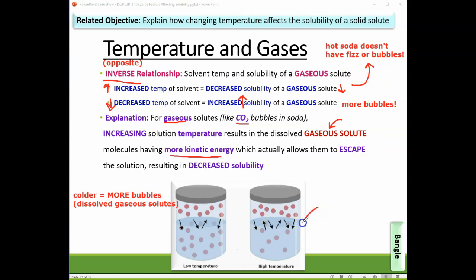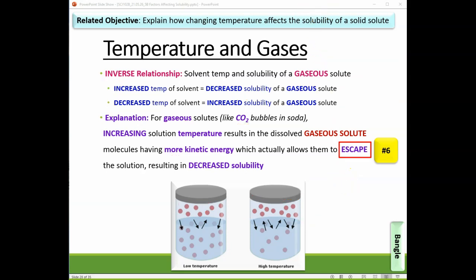So you can see that down here, right? You can see that the gas right here is beginning to escape a lot more than it does over here. Right here, you can see that there's a lot less escapage going on. All right, so again, this is actually an opposite relationship. Go ahead and fill in number 6 and then continue playing when you're ready.